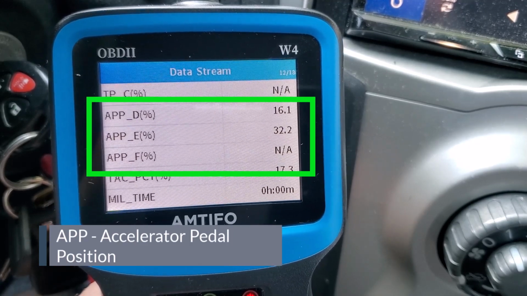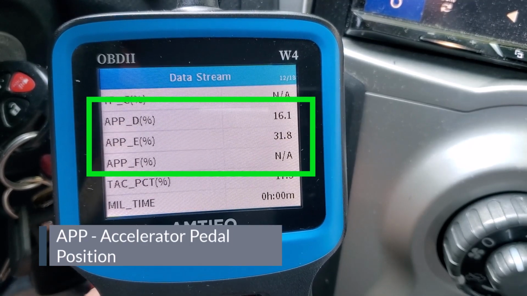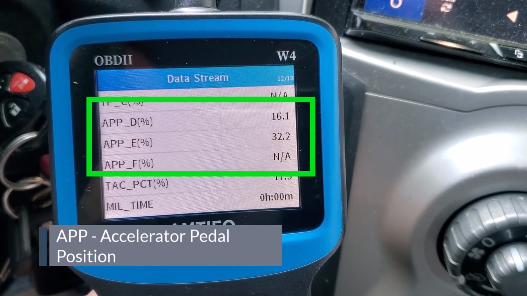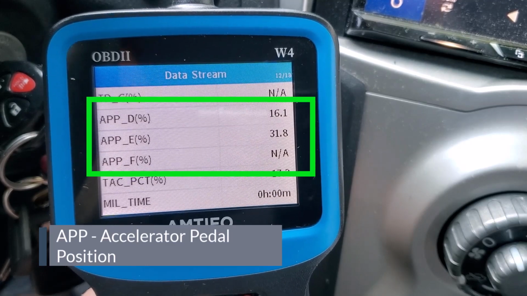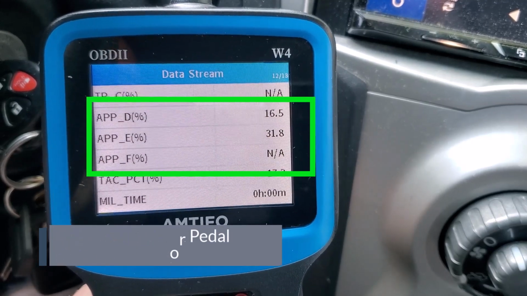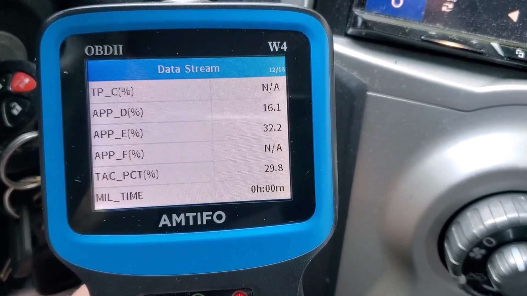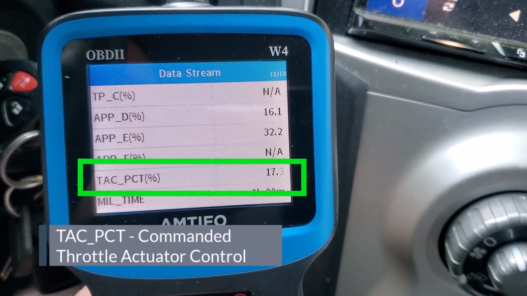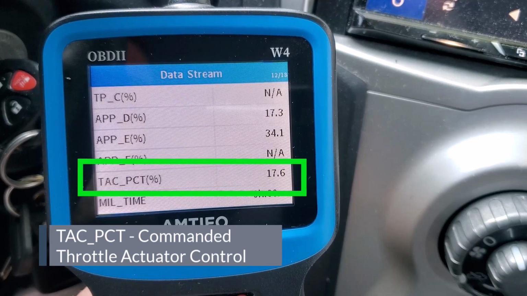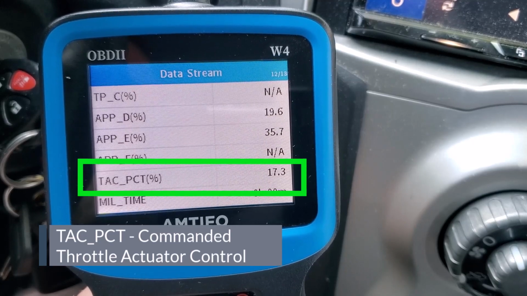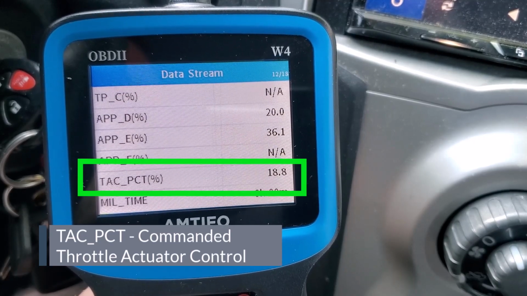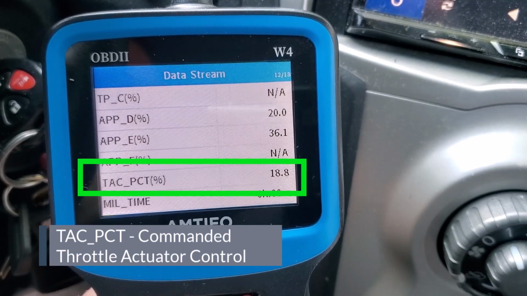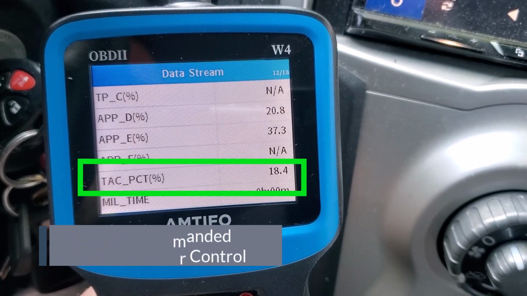Generally, it seems like that first one, the D, and that next one, E, is double the value, and that seems to be a typical thing that you may see. But anyways, it doesn't look like I have an F on this car, so on to the next one, which is TAC PCT, and this is for the commanded throttle actuator control. Basically this one's going to read 0% for closed throttle and 100% for wide open throttle.